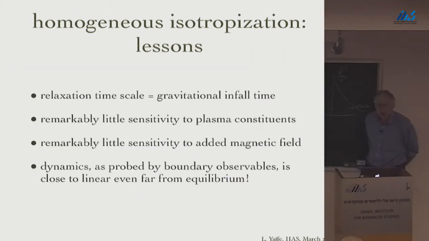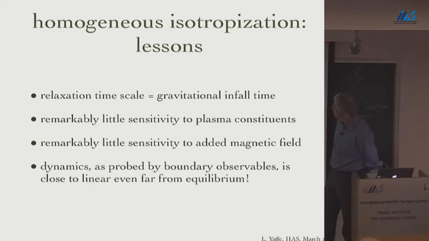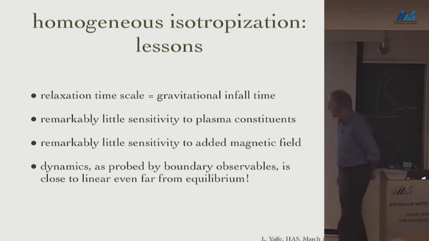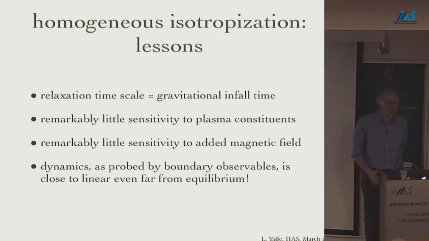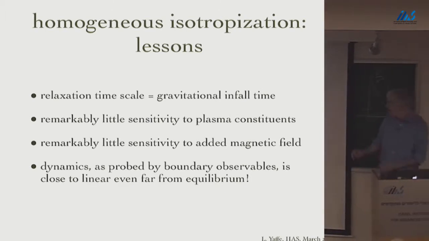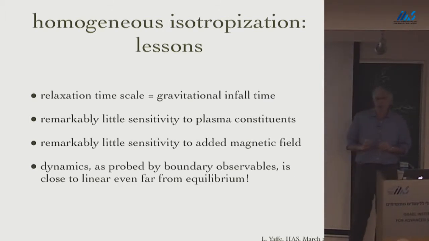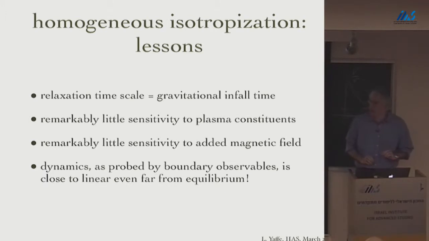OK, lessons. I already said a few of them. This really does show you that the characteristic time scale is a gravitational infall time. Remarkably little sensitivity to exactly what the constituents of the plasma are or to some background magnetic field. I didn't show you tests of linearity, which are also interesting to do. Big, complicated, nonlinear Einstein's equations, as measured by this boundary observable, turn out to be surprisingly close to linear dynamics.